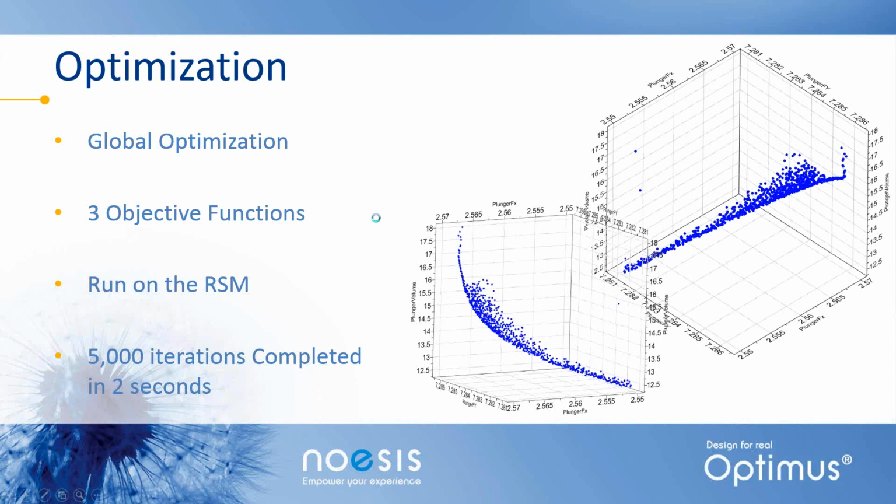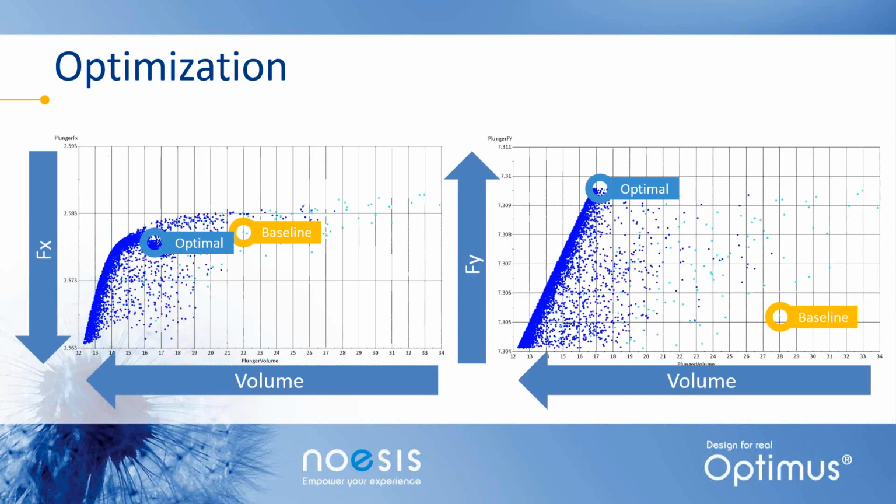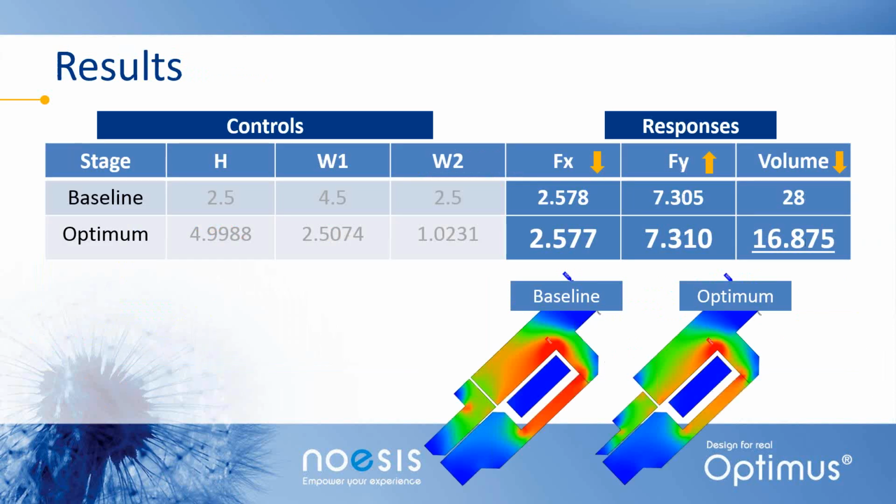And here you can see a 2-dimensional version of that same chart. The baseline image is highlighted in gold, and then the optimal image is highlighted in blue. And you can see how Optimus navigated this optimization space and found points. It actually found multiple points, and we selected one of them that was the optimal or the best point. And the numbers, we were able to slightly reduce force in the x direction, slightly increase force in the y direction, and significantly reduce the volume of that plunger. In the image on the bottom, you can see the original or the baseline plunger compared to the optimized plunger.